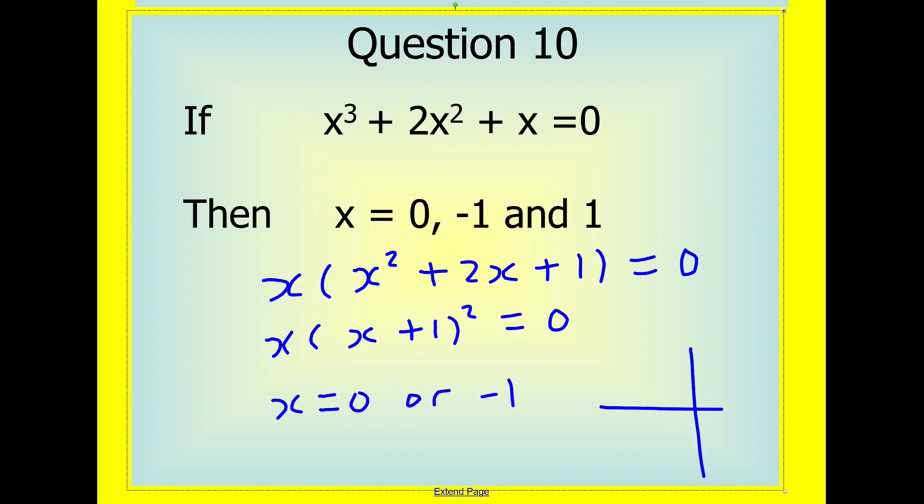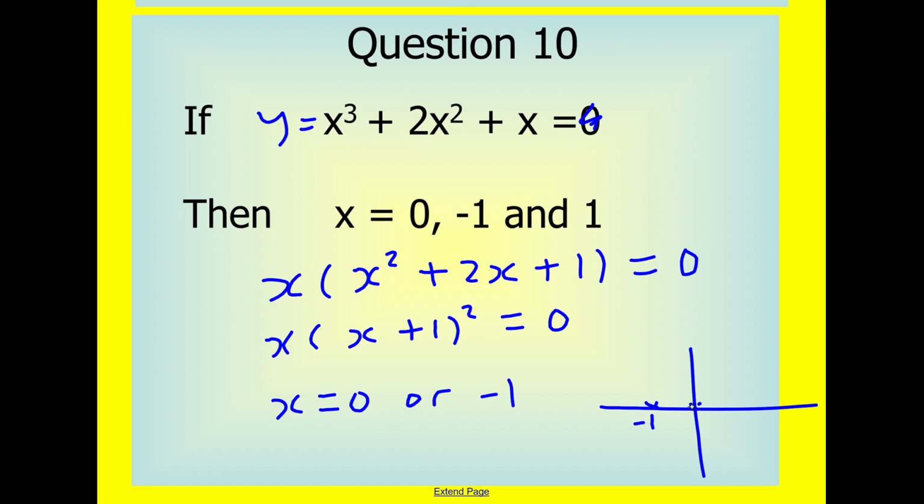Just for fun, let's sketch it. Let's sketch y equals that graph, because it would go through -1, but it would also go through 0. Because it's a positive cubic, it's going to look like that. It's going to come up, touch the axis, come back down, and then go up. That's what that cubic will look like.